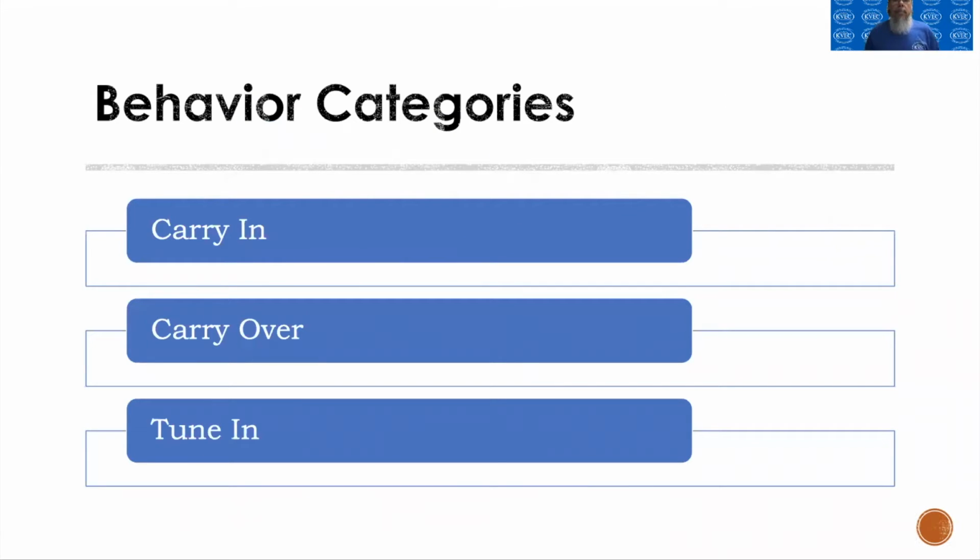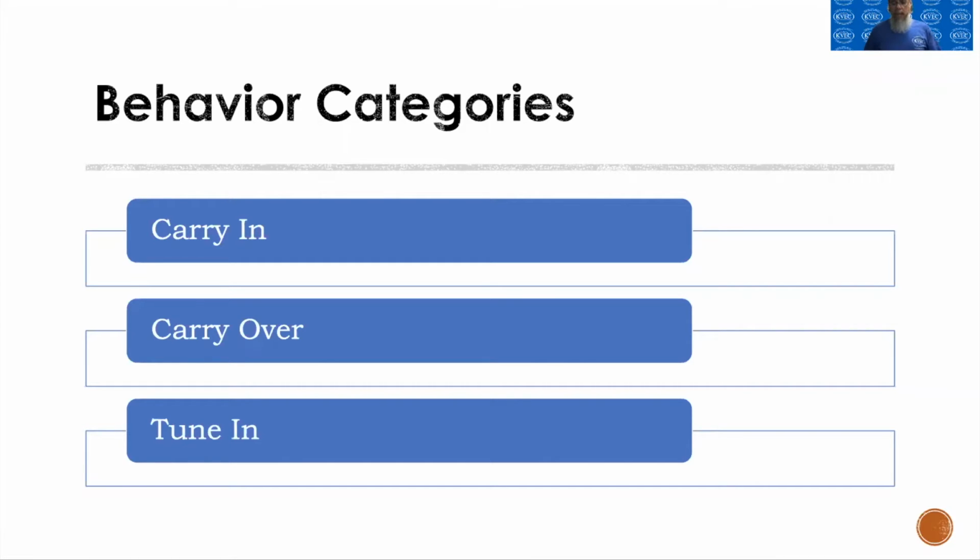So we're looking at behavior categories. Behavior categories include carry-in behaviors, carry-over behaviors, and tune-in behaviors. Carry-in behaviors are things that students bring with them into our classroom or into our environment and our setting. We have very little, if any, control over carry-in behaviors. So things that are happening in the community, things that are happening at home, outside of the school environment, they carry those things in with them.